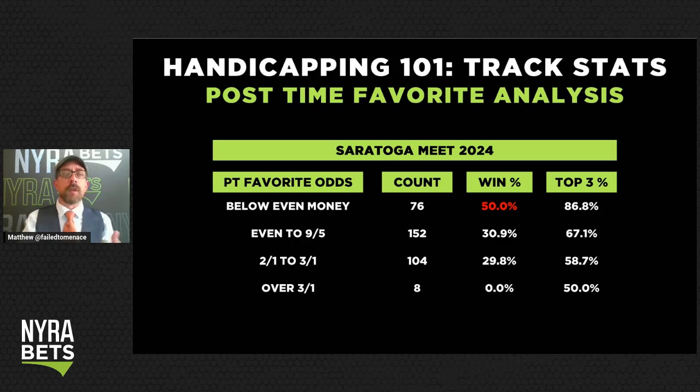Well, here are horses that are below even money, in some cases dramatically below even money, and they're only winning at a 50% clip. Statistically, these horses are supposed to win at a much higher rate, okay?